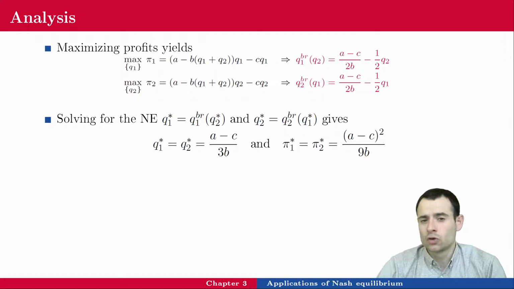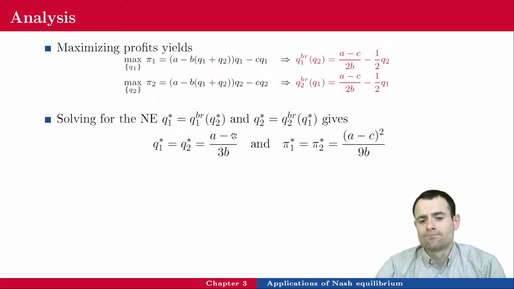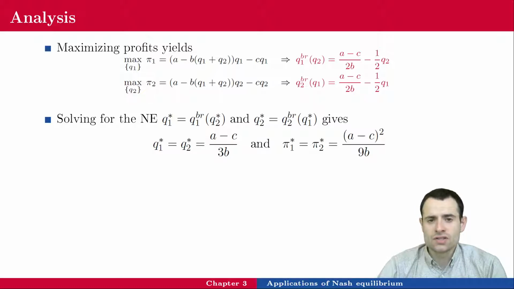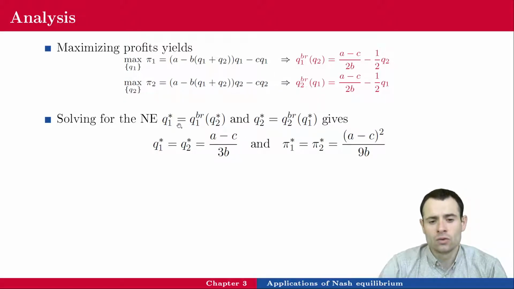Again, I strongly encourage you to do it at home. And you should get that the quantities are going to be exactly the same. It's going to be A minus C over 3B. Here, they are exactly the same because the marginal cost is the same across firms. If firm 1 has a marginal cost of 1 and firm 2 has a marginal cost of 2, then this part here will change. It won't be just C. It will be minus 2 times your cost plus the cost of the other firm. This is something you can check on your own. You can put C1 here, C2 here, and do the whole math.